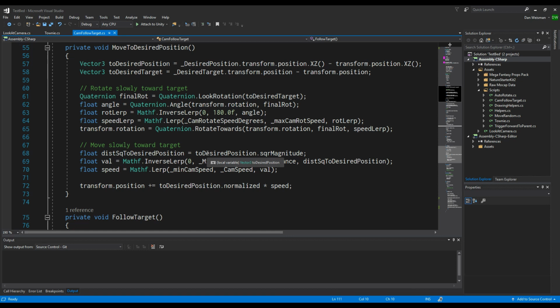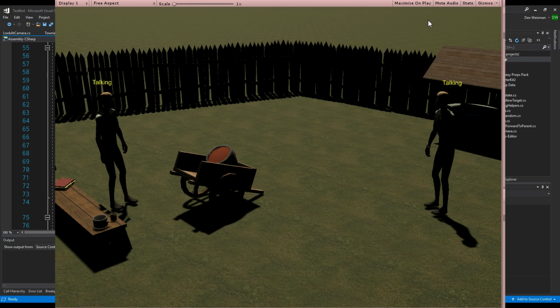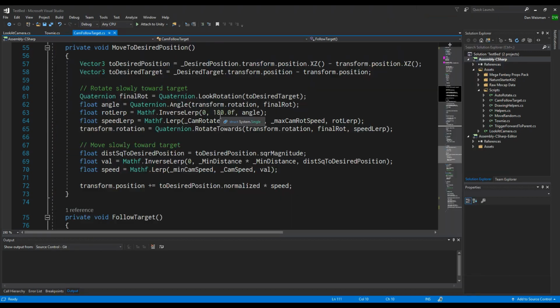So carrying forward with this, the move to desired position function is used when we are engaging in dialogue between two characters. So this one's only used for the cases where we have two characters that are talking to each other and we wanted to frame them, if you remember what that looked like. This is the function that moves the camera to the position that's perpendicular to the line that you draw between the two characters when they're facing each other.